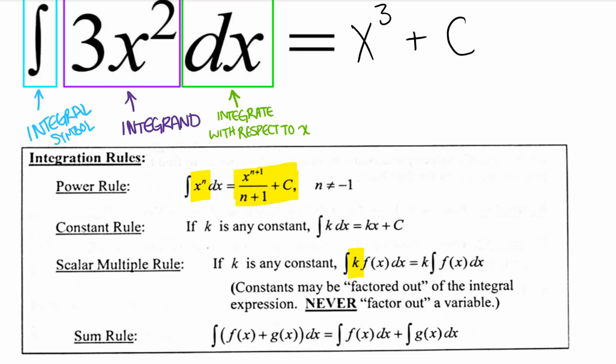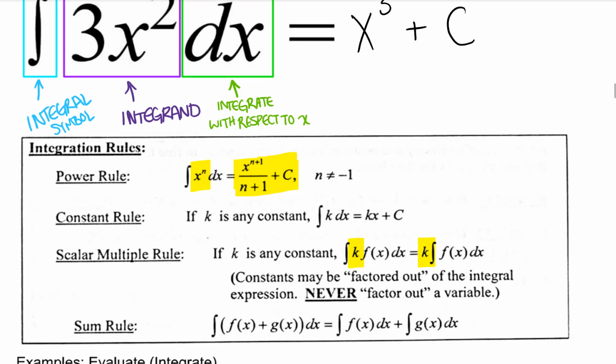You can take a scalar multiple out of an integral just like with a limit. Constants may be factored out of the integral expression, but never factor out a variable. You can never take a variable out of the integrand. If your integral is the sum of two functions, then you can integrate that sum separately.